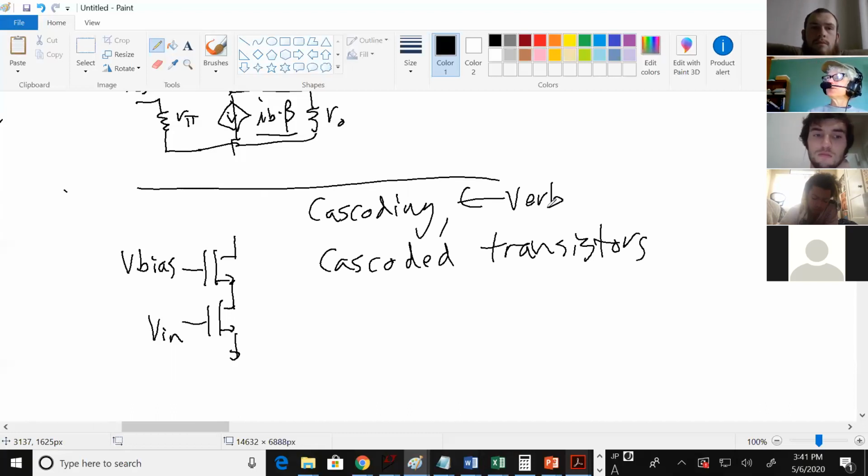So my challenge to you is for cascoded transistors, you have some current coming through here. My challenge to you is to figure out the resistance you see at this node.